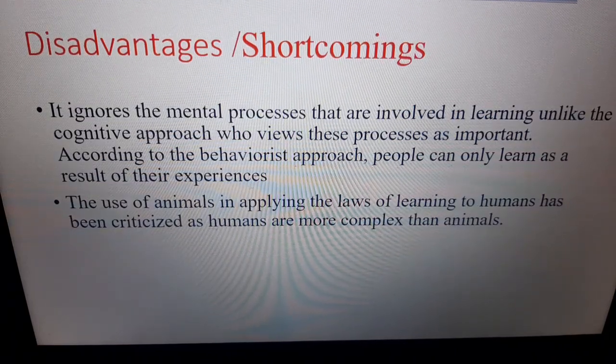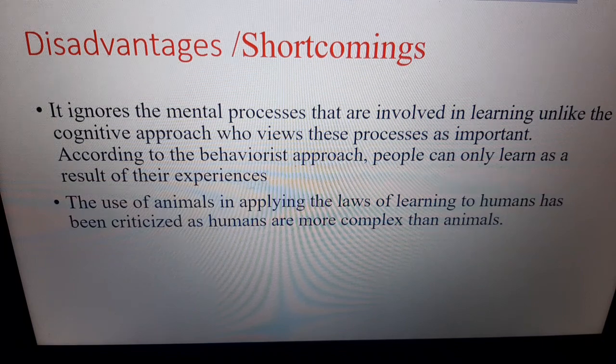Disadvantages or shortcomings: it ignores the mental processes that are involved in learning, unlike the cognitive approach, which views these processes as important. According to the behaviorist approach, people can only learn as a result of their experiences. The use of animals in applying the laws of learning to humans has been criticized, as humans are more complex than animals.